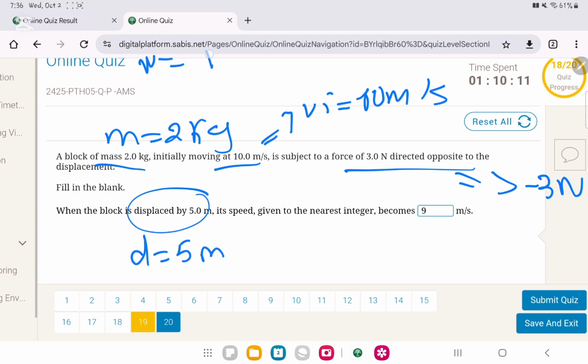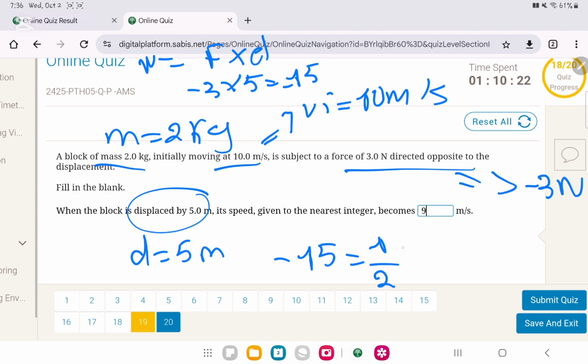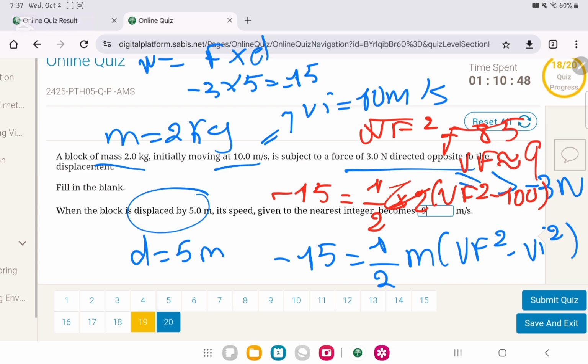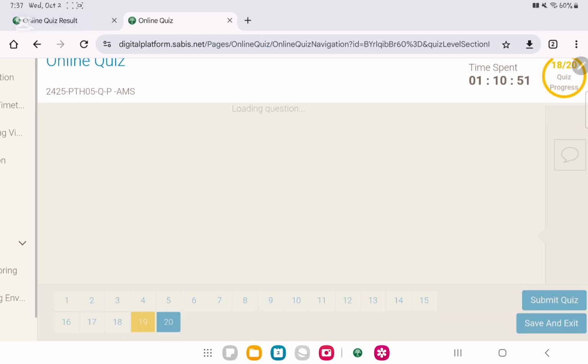First, we find work. Work is equal to force times distance, so it's equal to minus 3 times 5, which is minus 15. We have our work, minus 15. Now the work is equal to 1 over 2 m times V final squared minus V initial squared. This is according to the work energy theorem. So minus 15 is equal to 1 over 2 times 2 times V final squared minus 100. So then we're going to have V final squared is equal to 85. So do radical here. V final is approximately equal to 9. So here the answer is 9.